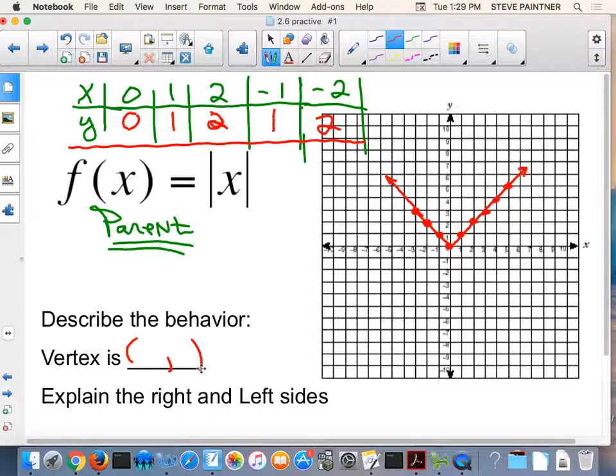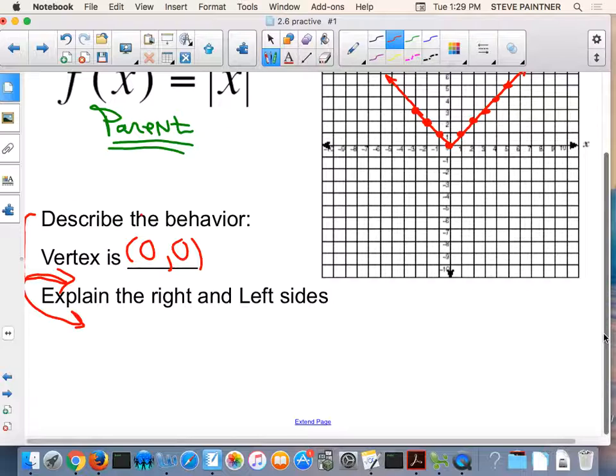Vertex is the lowest point of the graph. 0. Okay. This question goes with this question. Describe the behavior. Explain the right and the left sides of the vertex. So when you describe the left side and the right side of the vertex, you'd say, on the right side of the vertex, it's what? Right 1, up 1. Right 2, up 2. Can we just write the slope, or is that not allowed? Can we just write the slope as 1? Not yet. I'm getting there. You're just a little too far ahead. That'll be more Wednesday and Thursday.